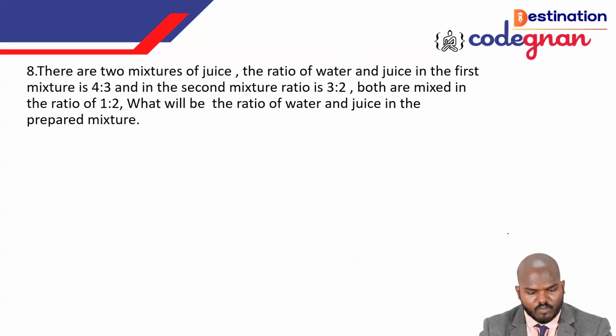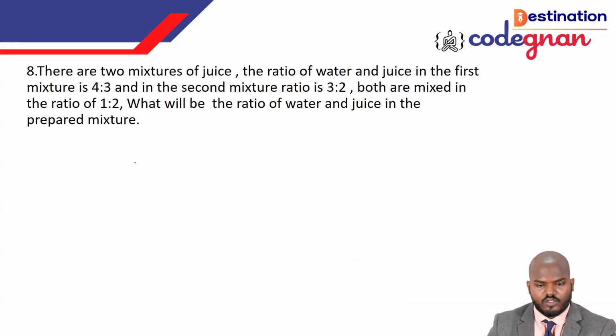You see this one, there are two mixtures of juice. The ratio of water and juice in the first mixture is 4:3 and in the second mixture is 3:2. Both of them are mixed together and form a 1:2 ratio. What will be the ratio in which they are mixed? In this place you can use the alligation rule. You can solve it with alligation as well as the simple type of method, and you don't have to deal with anything very difficult here. You can use both approaches here.